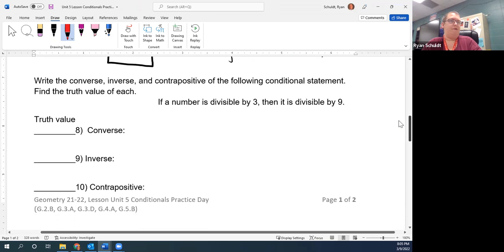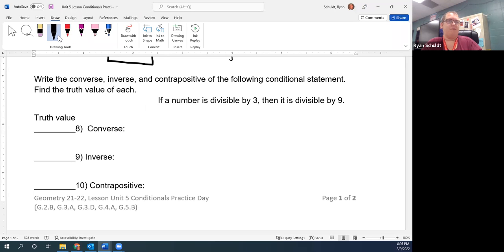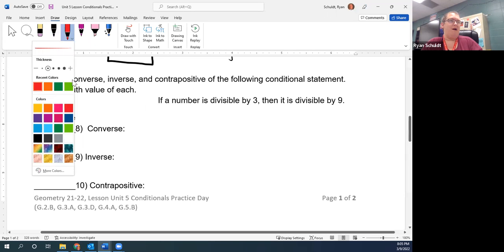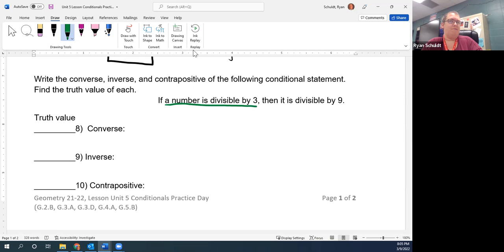Okay, for 8, 9, and 10, we are given this statement. If a number is divisible by 3, then it is divisible by 9. We have to turn that statement into the converse, inverse, and contrapositive. So let's first identify our hypothesis. It's going to be a number is divisible by 3. The conclusion would be it is divisible by 9.